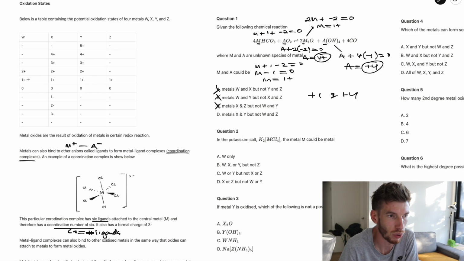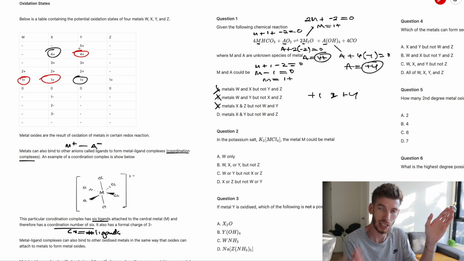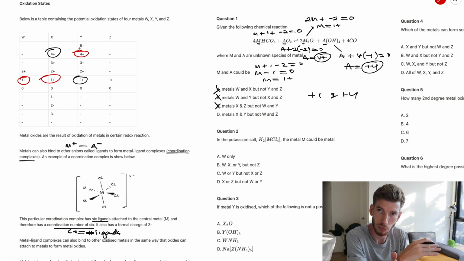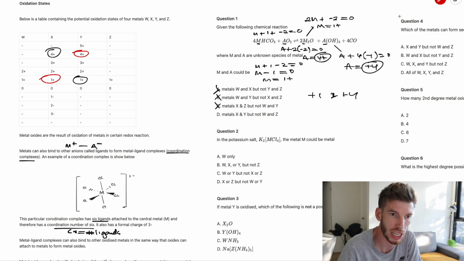Could it be X and Y? Yes, because we've got +4 and +1, but we could have also had it the other way around, right? It could have been this way. And then it says, but not W and Z. And here, this is also true, because if W were to be the +1, Z does not have a +4 state. And likewise, if Z were to be the +1, W does not have a +4 state to make up the difference. So therefore, D is going to be the correct answer.